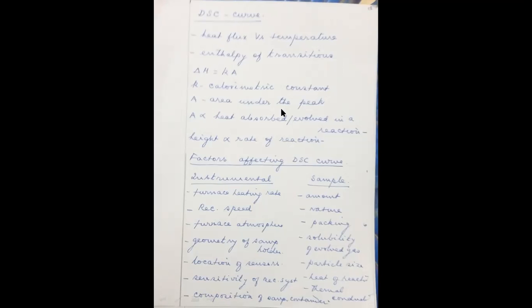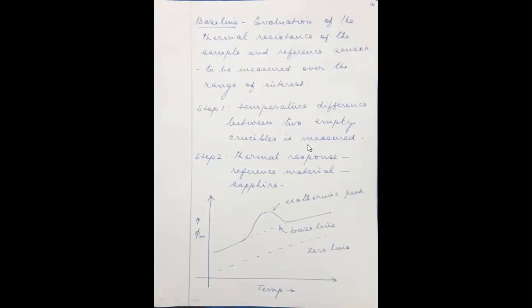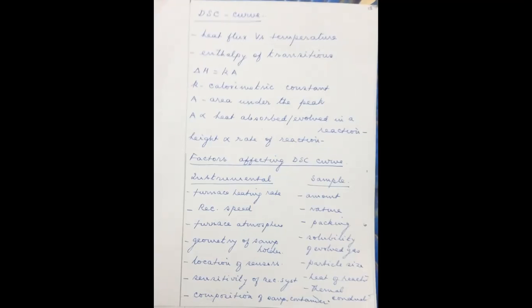A is the area under the peak, and this A is proportional to heat absorbed or evolved in a reaction. And the height is proportional to the rate of the reaction. Look here, if more heat is absorbed, then the area will be big. If the reaction rate is very high, then the peak will be of greater height. So these are all the information. So area is directly proportional to heat absorbed or evolved in the reaction, whereas height is directly proportional to rate of reaction.